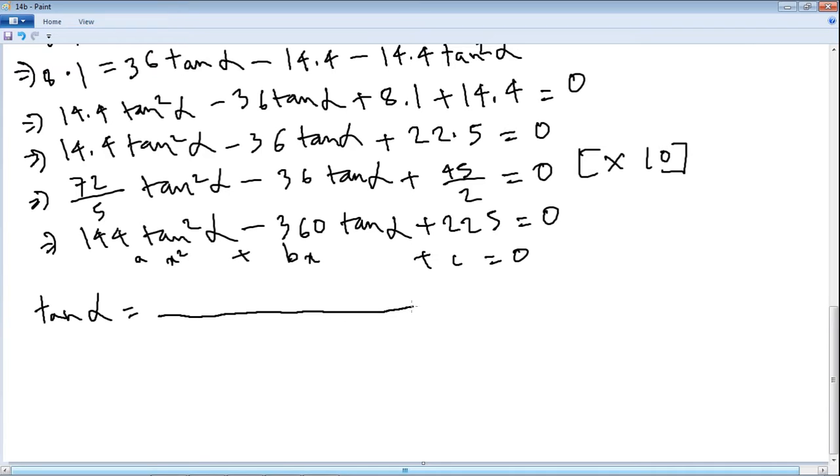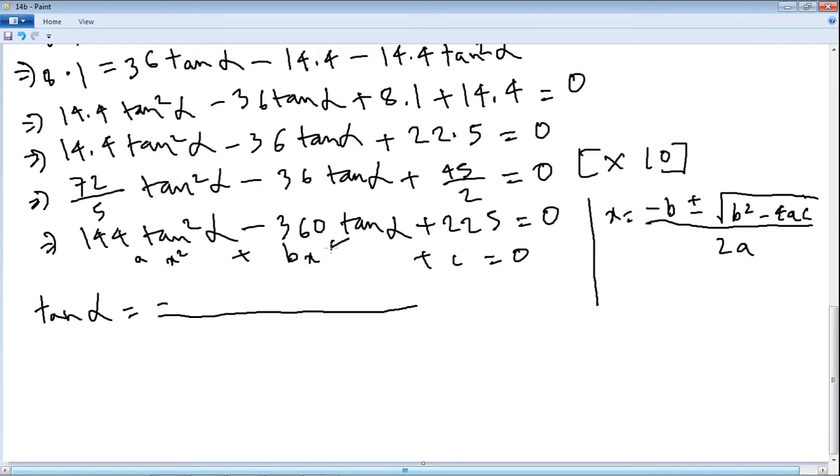Okay, so the general formula is, let me recall, x equals minus b plus minus root over b square minus 4ac, divided by 2a. So we're gonna use this general formula here. Here the x corresponds to tan alpha.